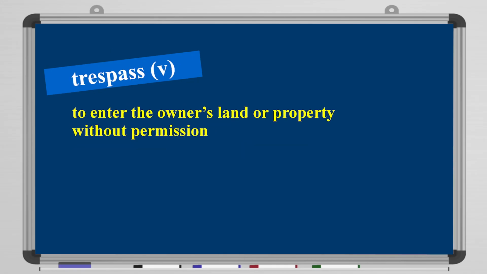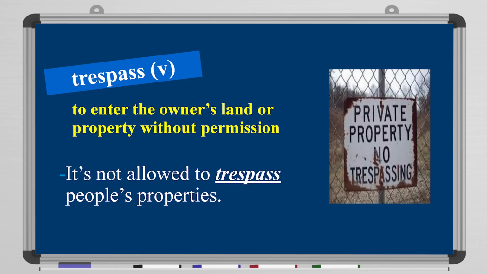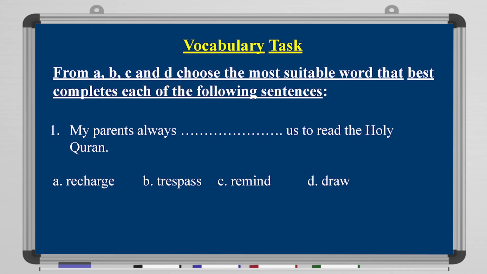The next vocabulary item is trespass. It's a verb. To enter the owner's land or property without permission. For example, it's not allowed to trespass people's property. Now let's go through the vocabulary tasks very quickly. We have the first sentence: my parents always blank us to read the Holy Quran. Recharge, trespass, remind, or draw.